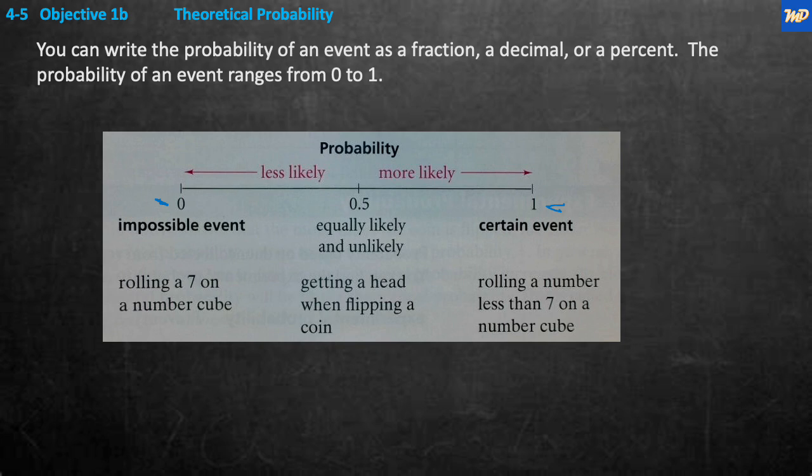And 0.5, equally likely and unlikely. So that means it could be one, it could be the other. It's 50-50, as we like to say. And when we say 50-50, we mean 50%. And here's where we get the 50: 50 possible yeses versus 50 possible nos, so to speak, right? So getting heads when flipping a coin, it's 50%.